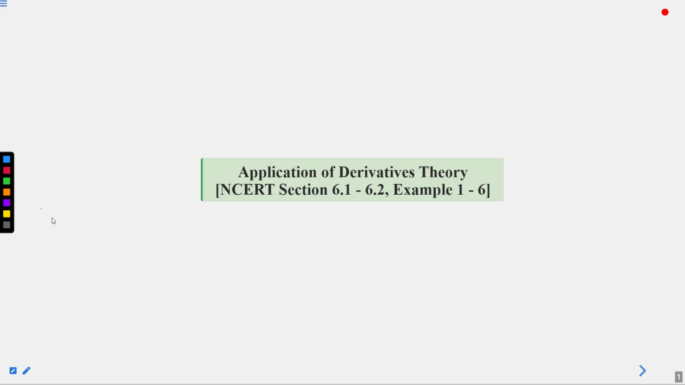So in today's class, we will study application of derivatives theory, NCERT section 6.1 and 6.2 and examples 1 to 6. So let us start.